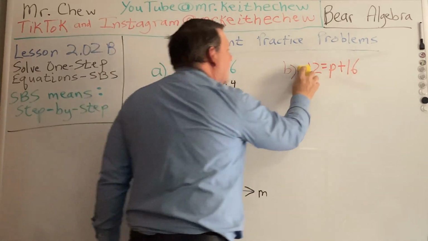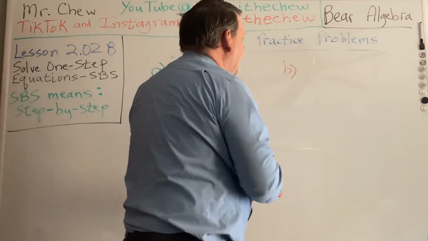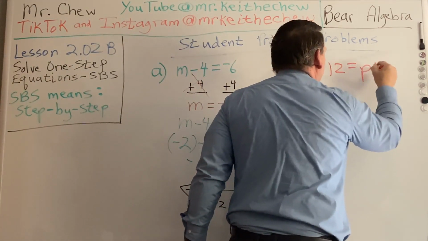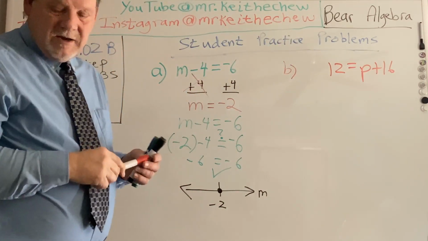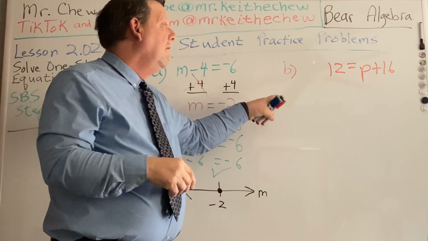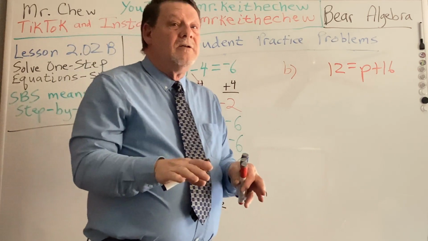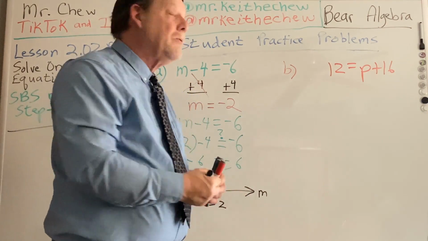Okay, so 12 equals P plus 16. I'm going to write it over here a little bit farther. All right, so what's happening to my P in example B? We're adding 16 to it. I don't want that. So we do the opposite of that. So the opposite of adding 16 is the inverse operation.